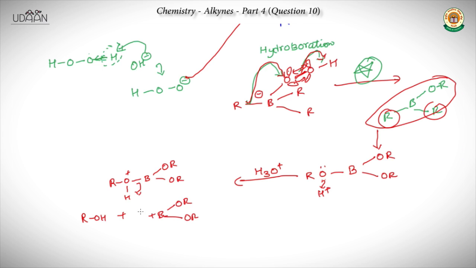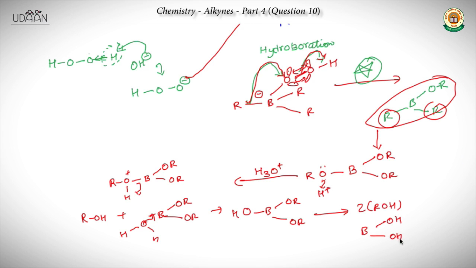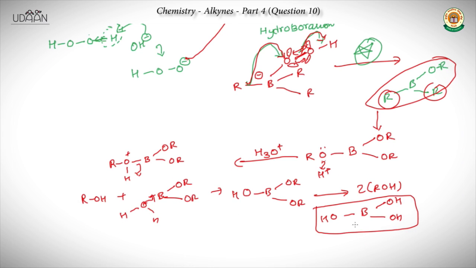This is not stable. Also, you have water in the medium. So you are going to get OH, B, OR, OR, and it further splits. You will get two more ROHs, and you get B(OH)3. So boric acid will be formed in the final step. Boric acid.